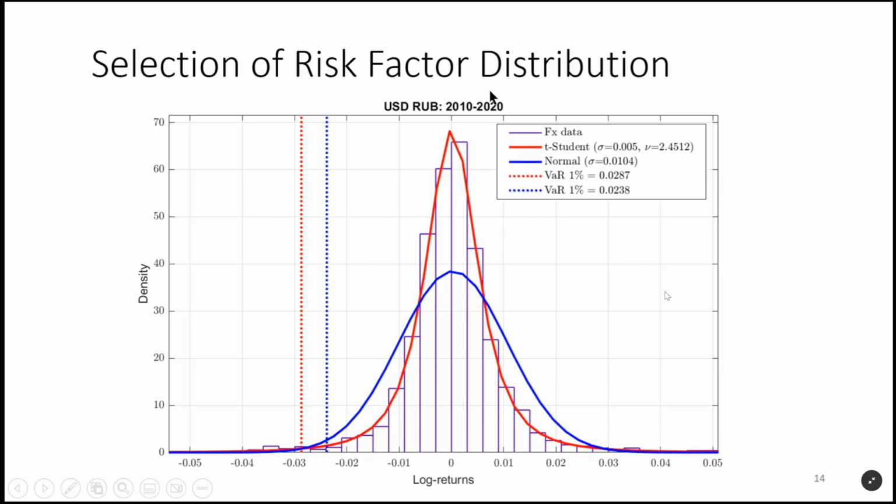So picking the distribution matters a lot because value at risk at the 99% confidence level depends heavily on the distribution. For example, for normal distribution, it's about 2.5%, but for Student's distribution, it is about 3%. So you can understand that this is a large difference, about 20%. So, for example, if you would like to associate capital with this measure, it's kind of significant.